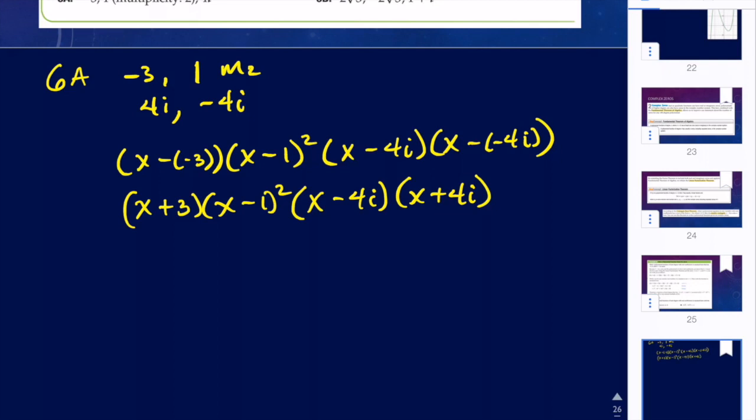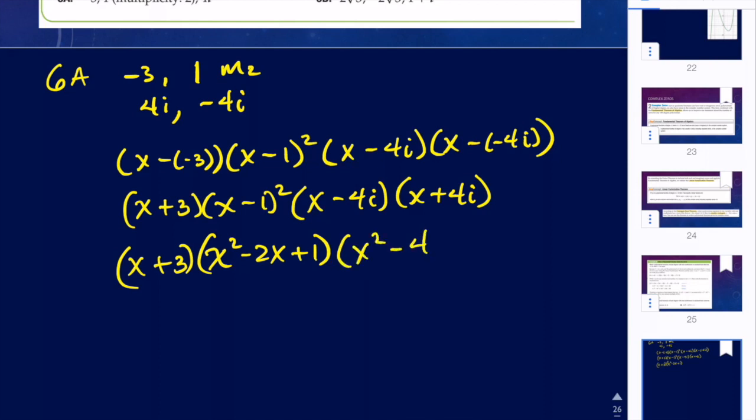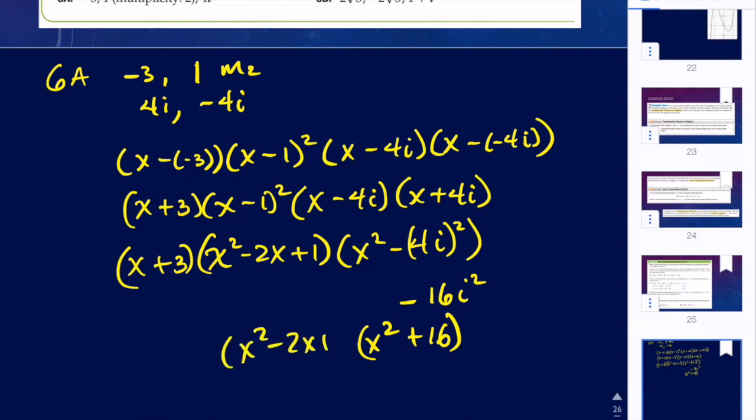Okay, let's watch how this goes. We know that this x minus 1 becomes, when we square it, x squared minus 2x plus 1, and that times x plus 3. And we also know that this is x squared minus 4i squared. So 4i squared, we know, is going to be, well, let's put that minus sign out here, 16 i squared. But we know that i squared is -1, so -16 times -1 is +16. So that turns this into x squared plus 16. That's going to be times x squared minus 2x plus 1 and x plus 3.